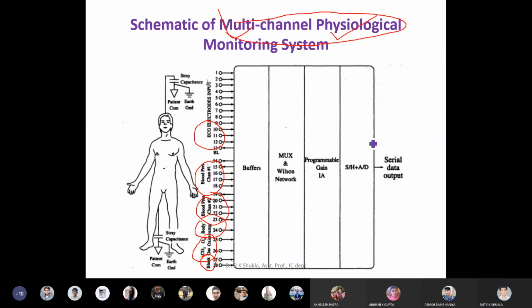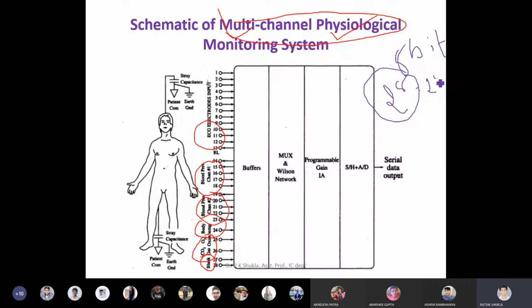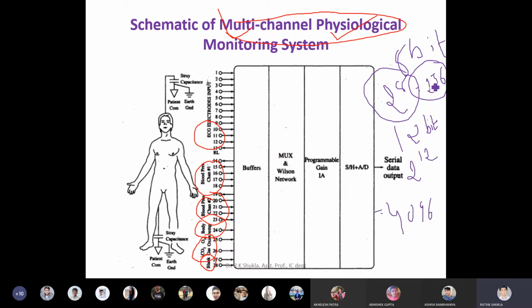So if I am using 8-bit ADC, then the resolution which I am getting is 2^8. It means there are 256 different levels which I am expecting at the output side. If I am using 12-bit ADC, it means I am getting 2^12, so somewhere around 4096. It means 4096 levels you are getting on the output side.